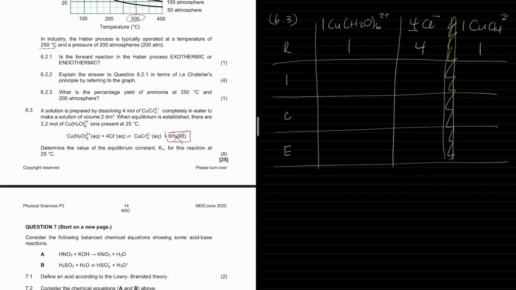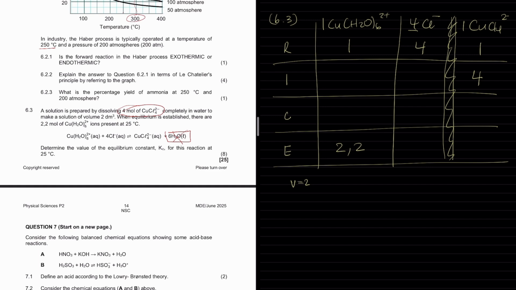They tell us that a solution is prepared by dissolving 4 moles of that. So there should be 4 here. Completely in water to make a solution of volume 2 dm cubed. So we'll put here volume is 2. When equilibrium is established, there are 2.2 moles of Cu(H2O)6. So at equilibrium, you have 2.2 here.